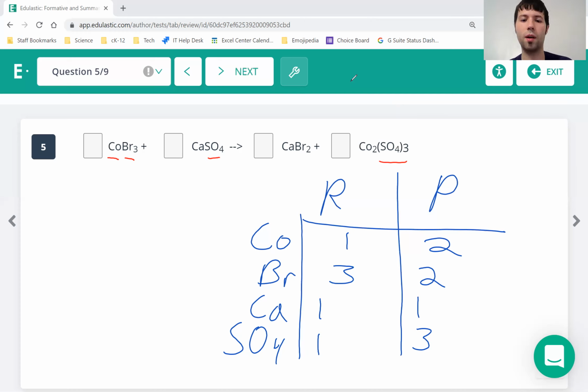I'm going to start with my cobalts. So for cobalts, it looks like I need to multiply the reactants by 2. Don't need to multiply the products by anything. So if I put 2 here, now my cobalts are balanced on the left and right side, but my bromide is now different on the left side because I multiplied that by 2. So now I have 6 bromides instead of 3.